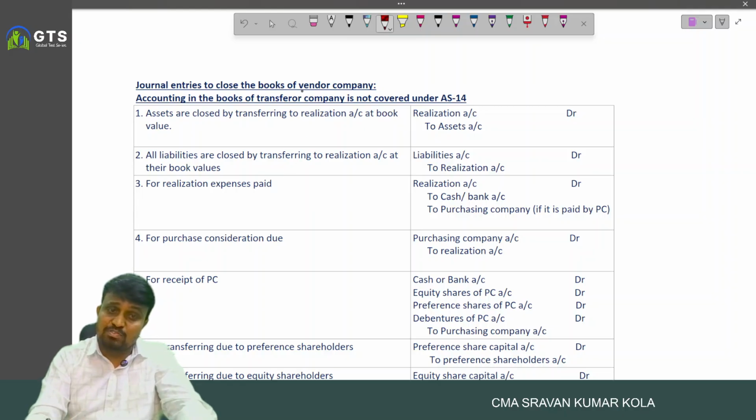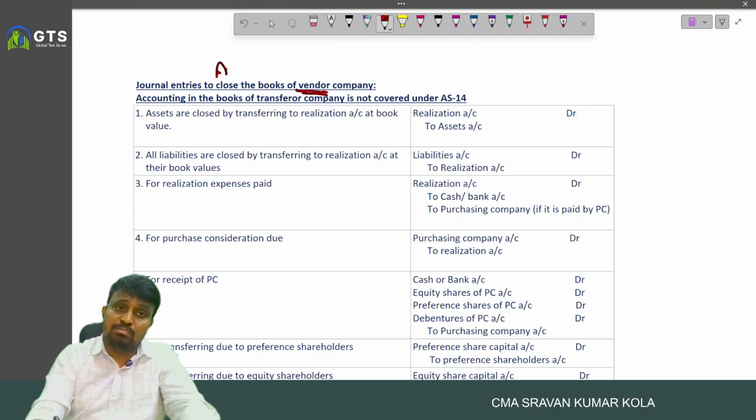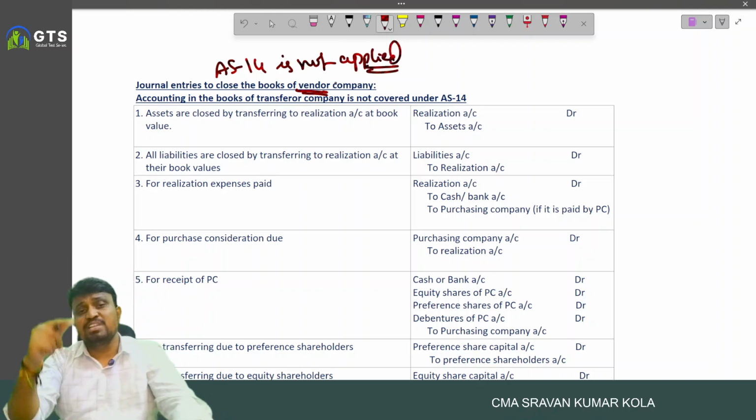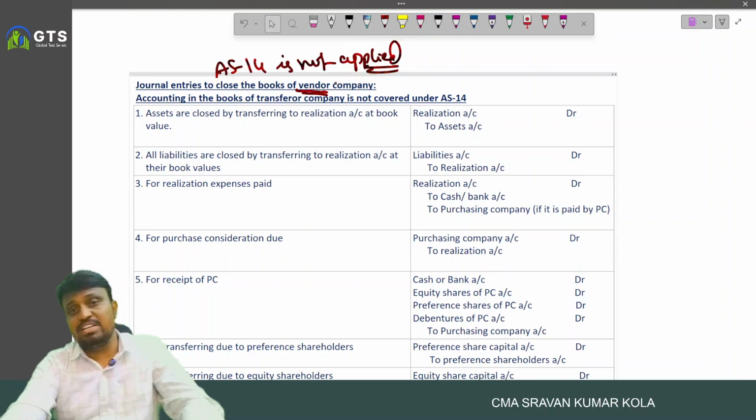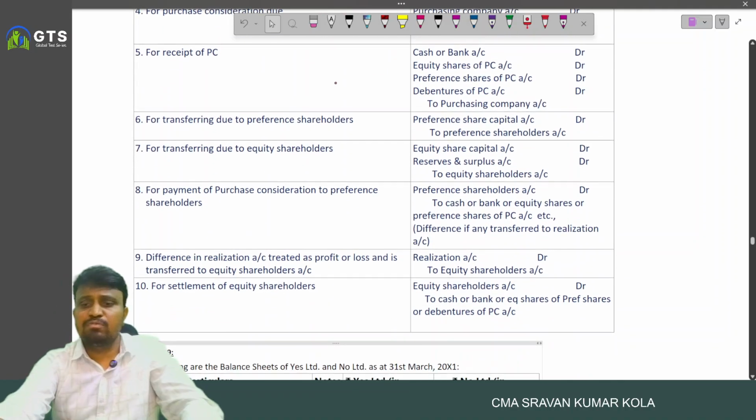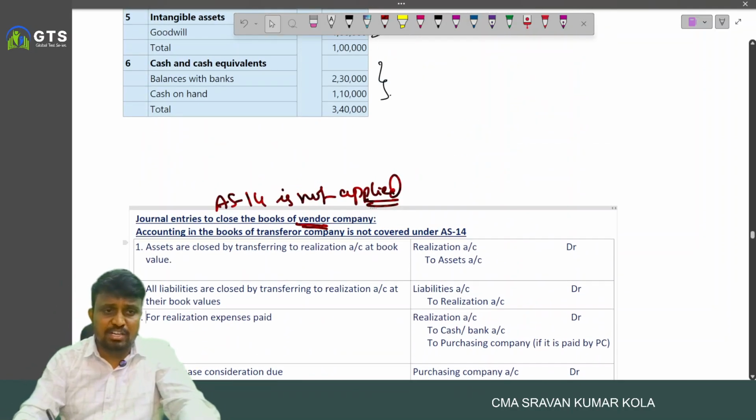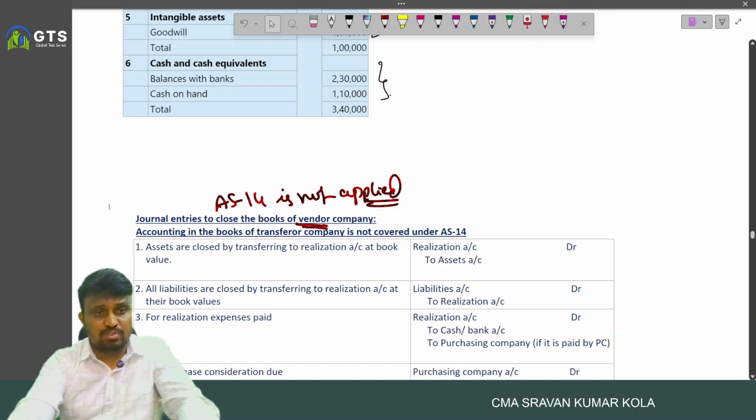But in the books of transferor company, nothing but the vendor, remember, AS 14 is not applied. Simply we write dissolution entries in the books of transferor. In the books of transferor, what are the entries to be recorded? For closing the books, we have to write the entries for closing the books of transferor company.